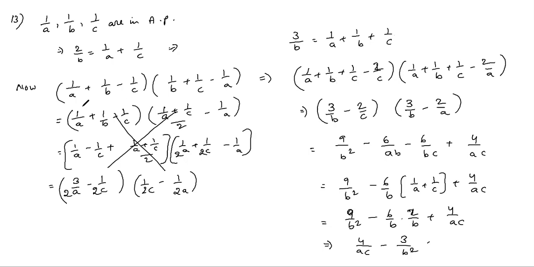So now you take this one, you have to simplify this. So for writing 1 by A plus 1 by B plus 1 by C, add 1 by C and subtract 1 by C. Similarly, add 1 by A, subtract 1 by A. So 1 by A plus 1 by B plus 1 by C, you can write 3 by B. And similarly, this is 3 by B. So multiply, and again you write 1 by A plus 1 by C is 2 by B.